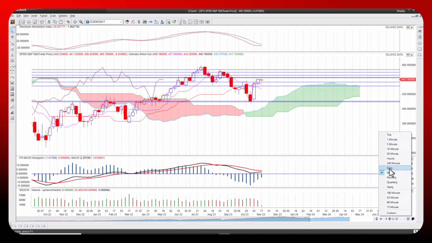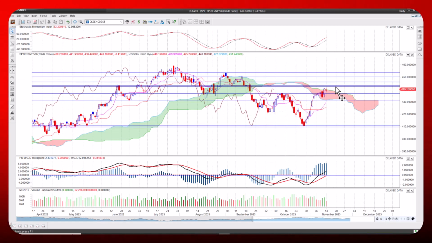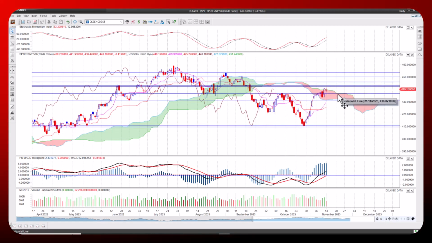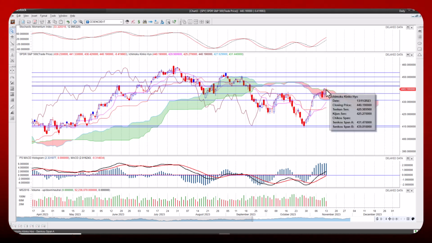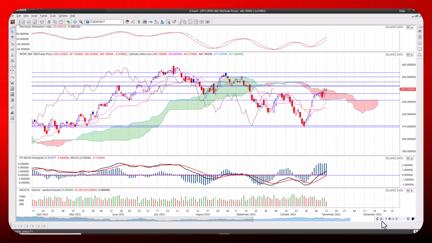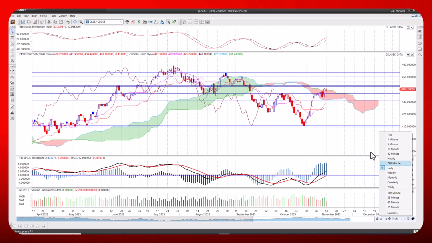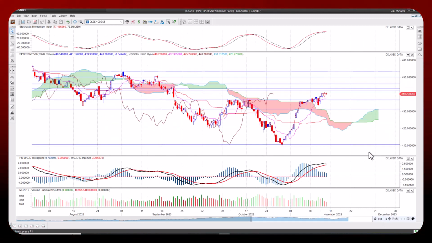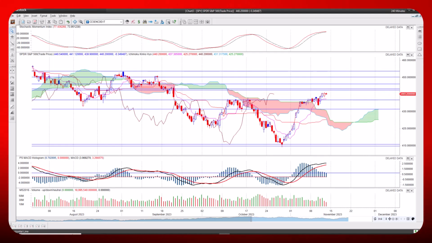Price action above the top end of the cloud on the daily would be bullish if we get a sustained breakout past this level, and that would set us up for the further year-end rally. And then on the 4-hour chart, expect some form of consolidation if these resistance levels hold.